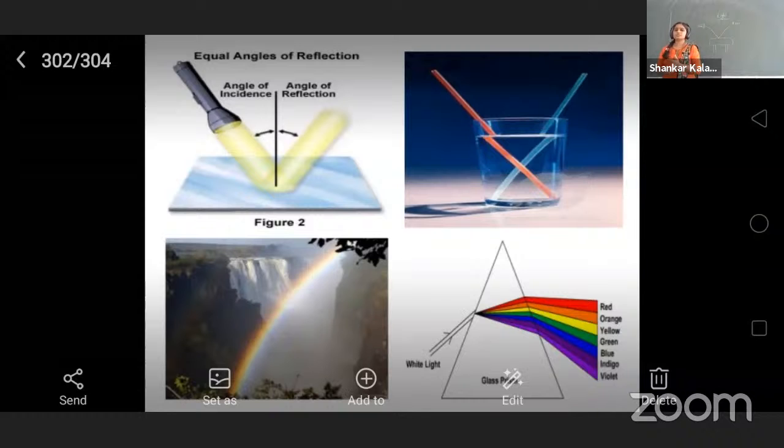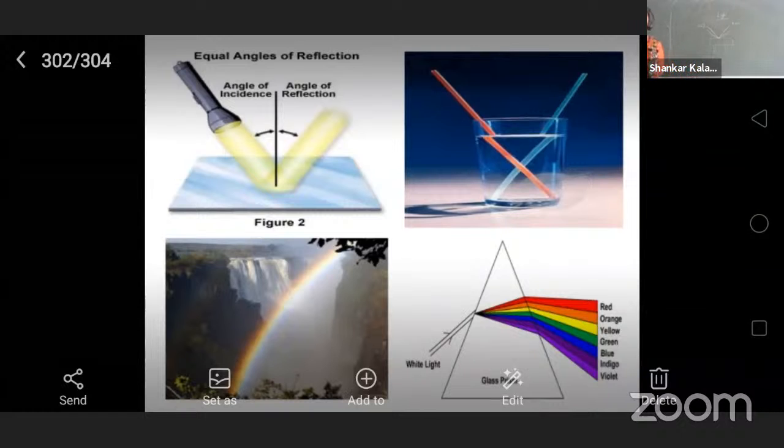Just look at the objects in the picture. The first one is equal angles of reflection. Equal angles of reflection means that whenever the light falls, the incidence ray and the reflected angle will be the same. For example, if the incidence line is like this, the reflected line also will be like this. You can see the examples. The angle of incidence and the angle of reflection are the same here. All the lines, all the planes will be the same.